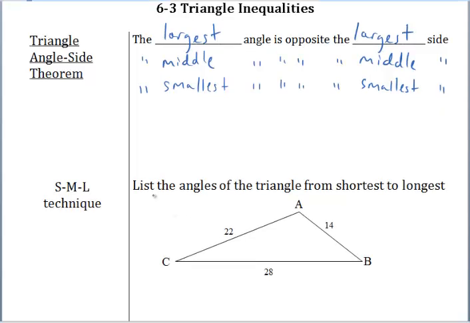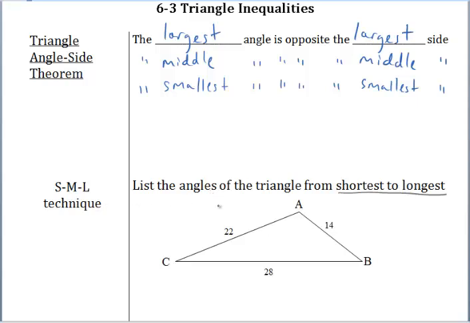That's right. So to illustrate this, we have the SML technique. SML stands for small, medium, and large. And so on a triangle, there's always going to be a small, medium, large side. So the directions say to list the angles of the triangle from shortest to longest. Notice it says shortest to longest. It's going to be very important. Sometimes it'll say longest to shortest. Sometimes it'll also talk about the sides instead of the angles. Make sure you read the directions.